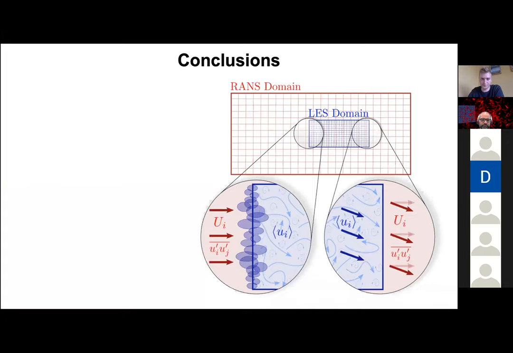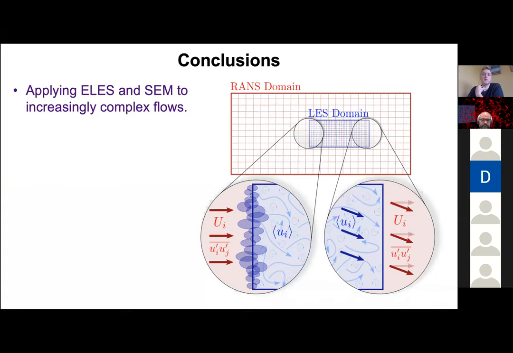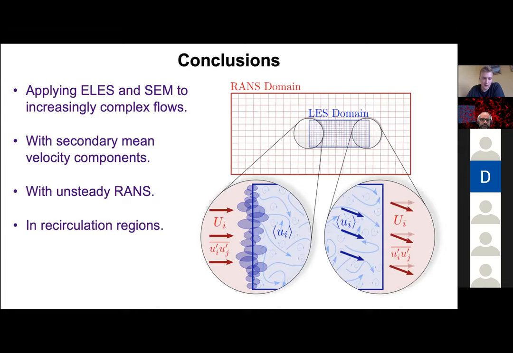So in conclusion, we've been applying the ELES and synthetic eddy method to increasingly complex flows. So with secondary mean velocity components, with unsteady RANS, within recirculating regions, and on industrially relevant complex flow. If you've got any questions, happy to answer. Thank you very much.